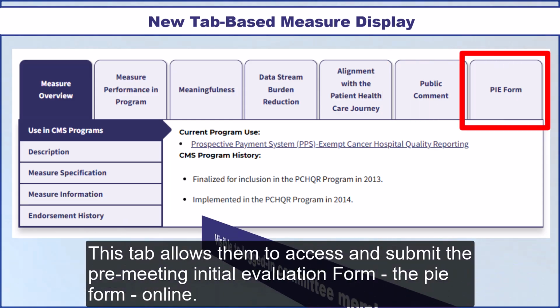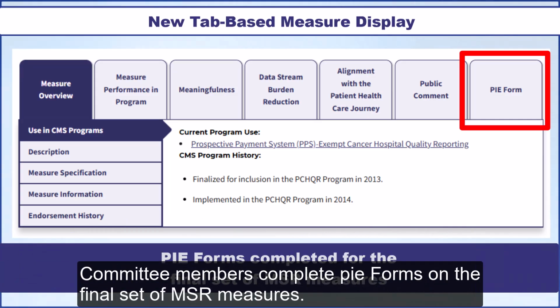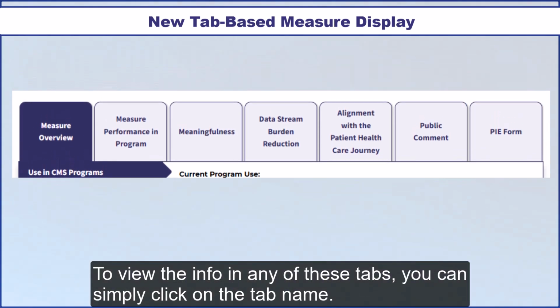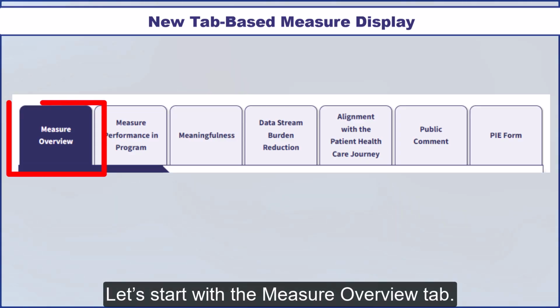This tab allows them to access and submit the pre-meeting initial evaluation form, the PI Form, online. Committee members complete PI Forms on the final set of MSR measures. To view the info in any of these tabs, you can simply click on the tab name. Let's start with the Measure Overview tab.